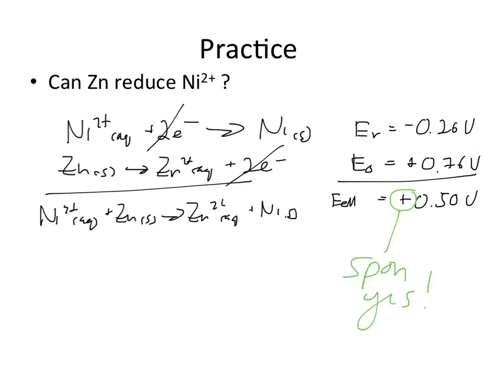All right, so welcome back. Here we have our answers. In this case, the nickel 2+ is being reduced into nickel solid, and the zinc metal is being oxidized into zinc 2+. Our final net ionic equation we have below it. Because the zinc is being oxidized, we had to flip the sign of the reduction potential into an oxidation potential, so it becomes positive 0.76. When we add these together, we get a total of 0.50 volts, and because it is positive, it is a spontaneous reaction. So yes, zinc can reduce nickel 2+.